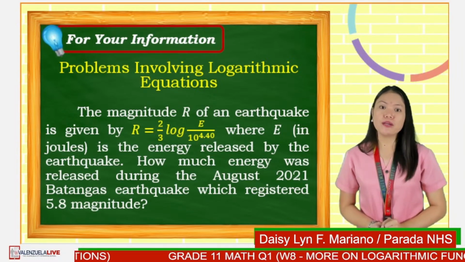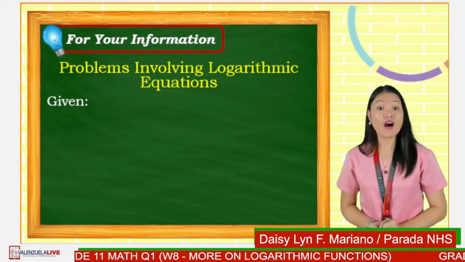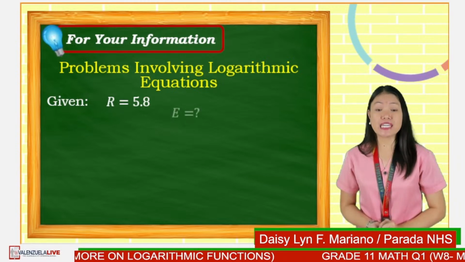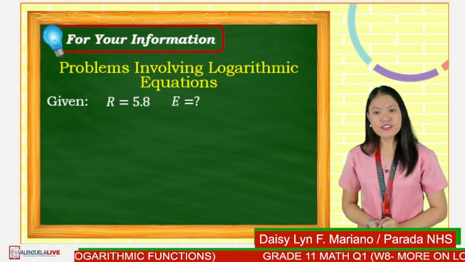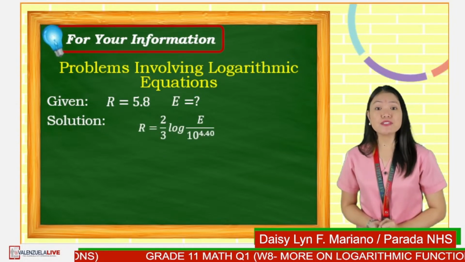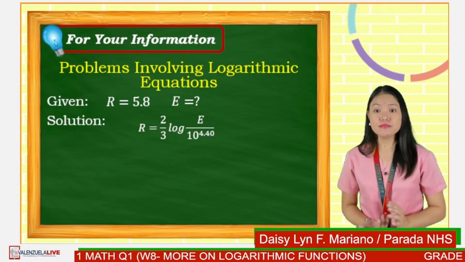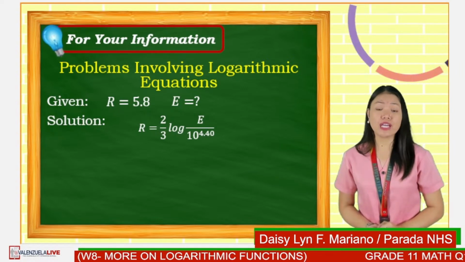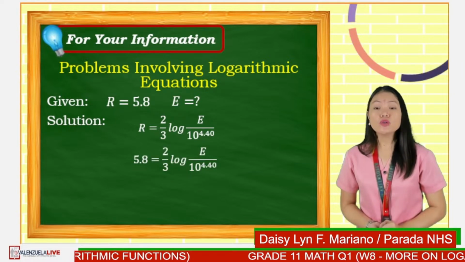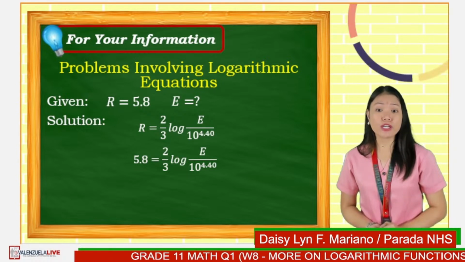To solve the problem, we write first the given. The magnitude, denoted by R, is equal to 5.8, and energy in joules, denoted by E, is unknown. For the solution, we use the formula R is equal to 2 over 3 times the logarithm of E over 10 raised to 4.40. Then, we substitute 5.8 to the variable R, and we will get 5.8 is equal to 2 over 3 times the logarithm of E over 10 raised to 4.40.